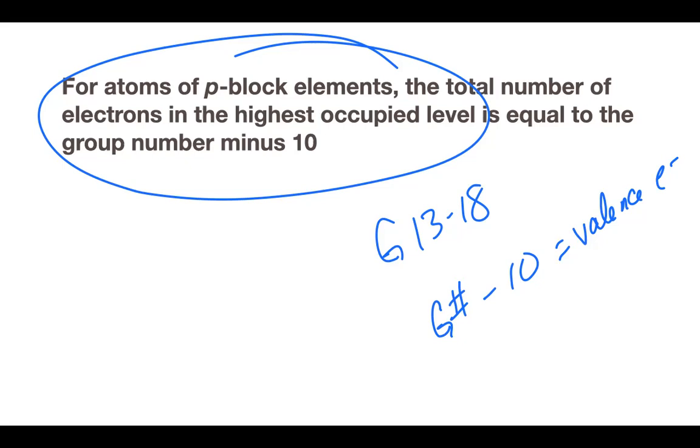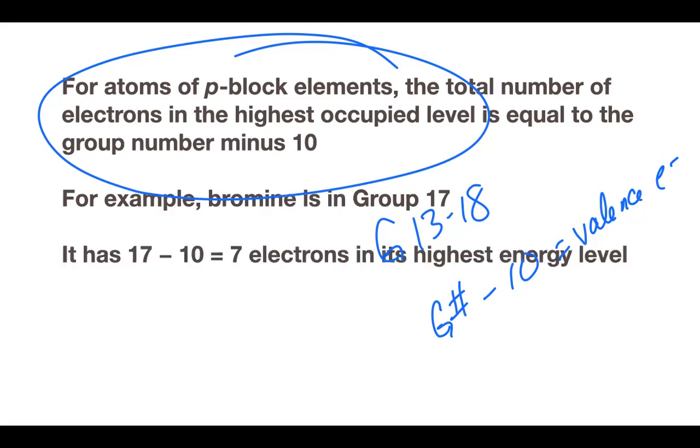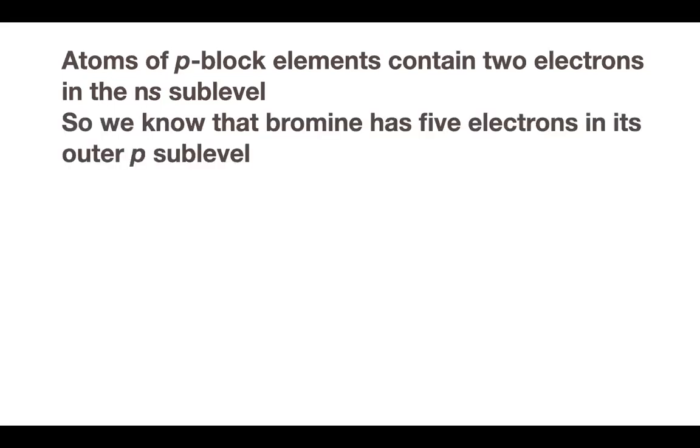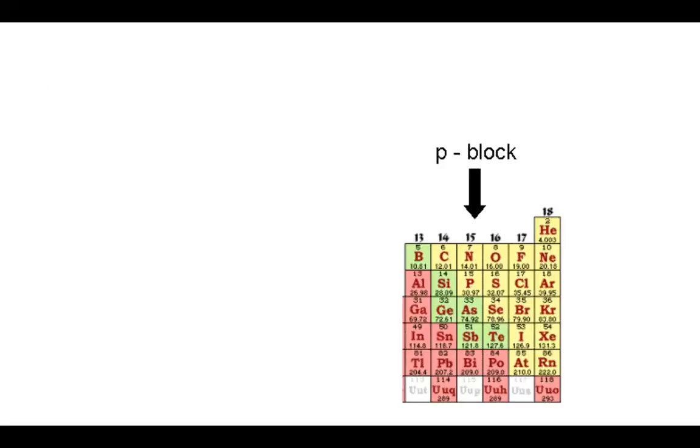And of course, we know for the P block, the maximum number of electrons that are held there are 8, which means that it needs 1 more to be like the noble gases. Okay, bromine's another example. So just a couple of shortcuts between electron configuration and group number.